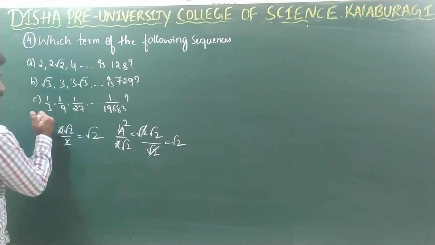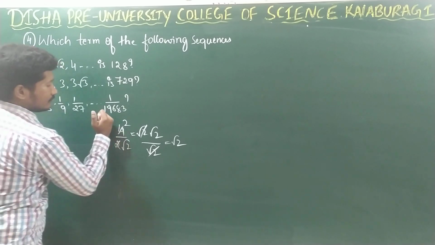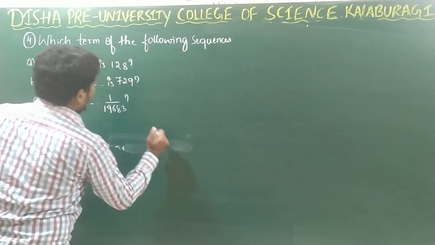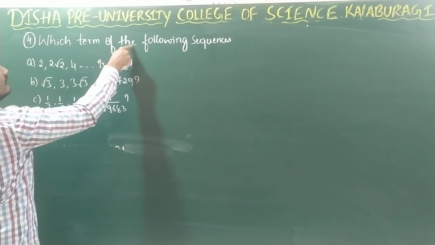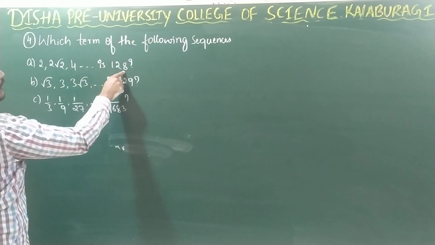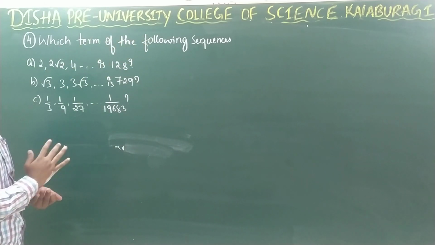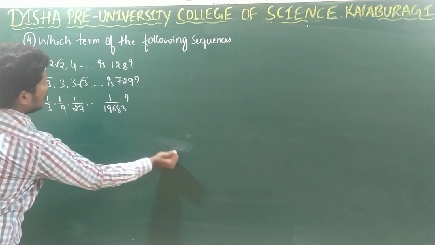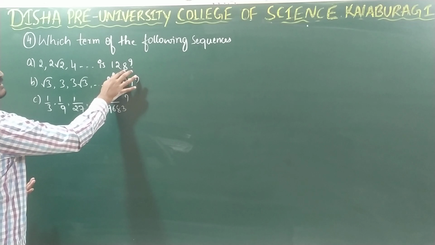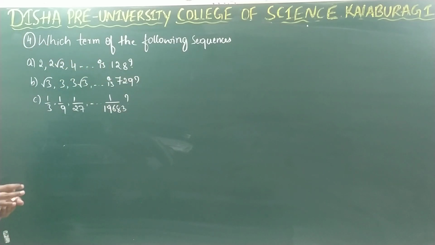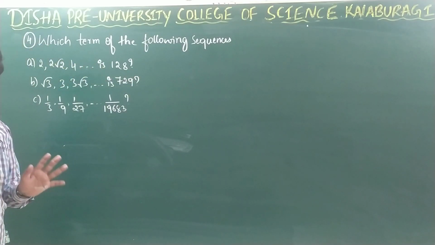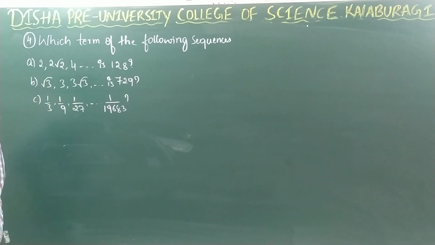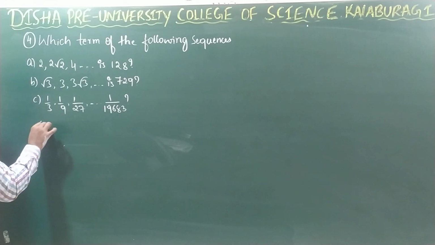Right? So see, what we have to do here: which term of the following sequence is 128? Which term in the sense what? We have solved the previous question. At what position is 128 present in the given geometric progression? Am I right? So let us solve this. I will solve this one and the other two will be for your home assignment. So see here, solution.